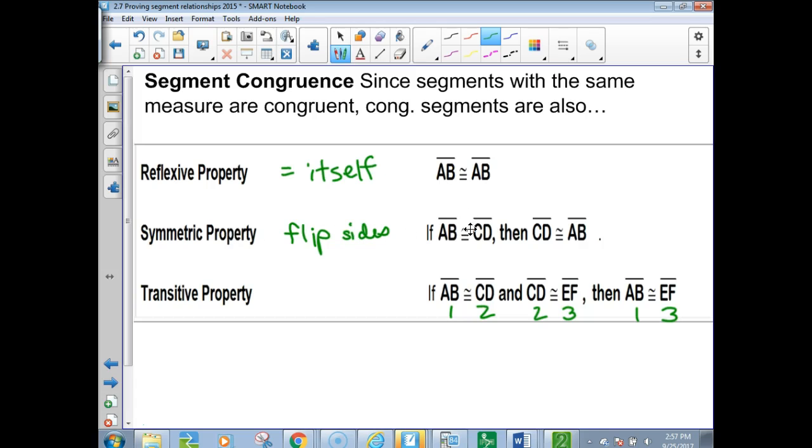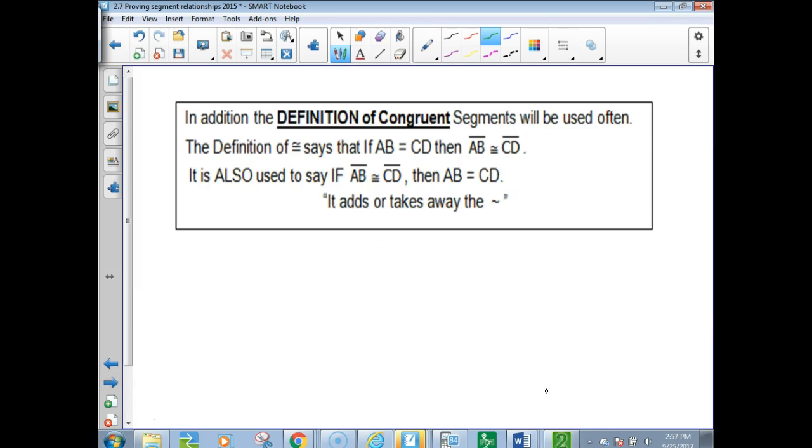So again, symmetric just switches the sides. AB equals CD, congruent to CD, then CD can be congruent to AB. Transitive, you've got to have 3 different pieces. You drop the middle 2 to get the last 2 equal or congruent. The definition of congruence is used also with segments in that if you want to say that segment AB is congruent to segment CD, if that's given, then you can go backwards and say their measures are equal, or you can go, if their measures are equal, they are congruent segments. It adds or takes away that little wavy symbol and the bar above the segments.